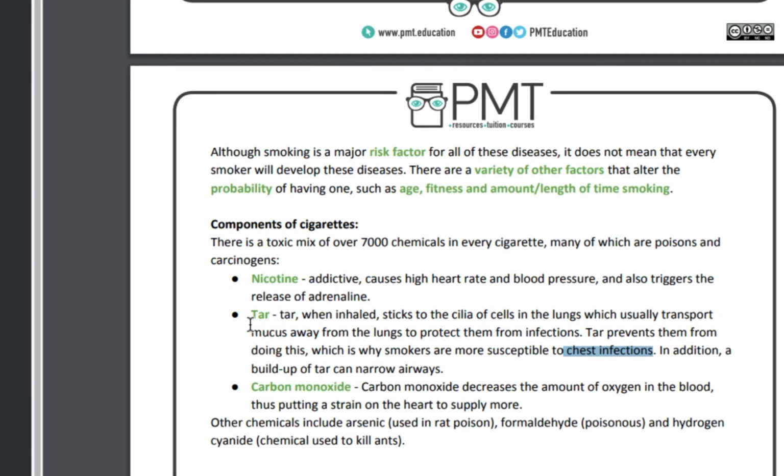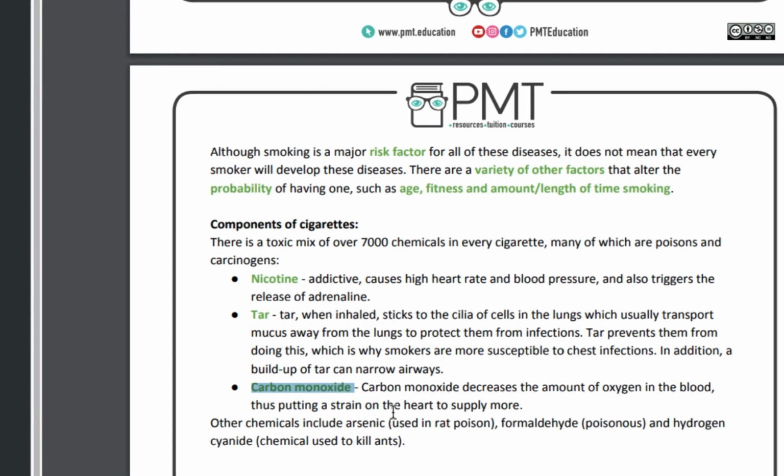Okay. The third effect of cigarette is carbon monoxide. Every time you smoke, you're taking in a poisonous gas called carbon monoxide. And this carbon monoxide decreases the amount of oxygen in the blood, thus putting a strain on the heart to pump more blood, to give you more supply. Why? Because the cells will feel that there's not much blood. Not because there's not much blood, but because the oxygen is not sufficient. The cells will be reading it as if the blood is not sufficient. So you'll be putting pressure on the heart to pump more blood.